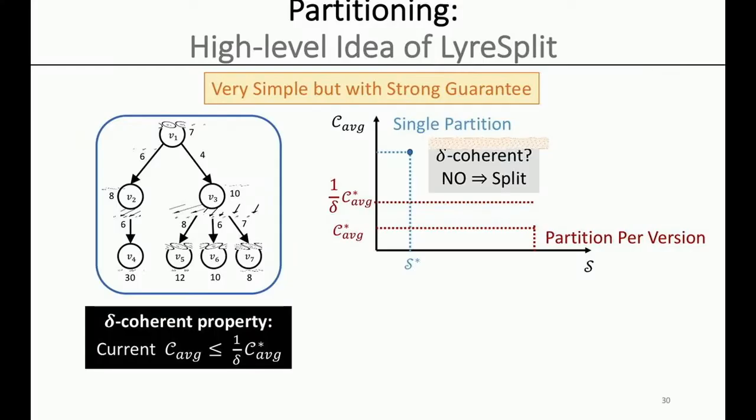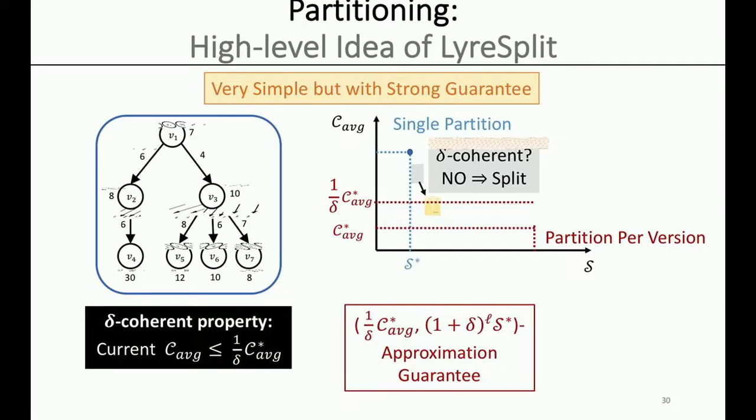And our algorithm runs as follows. We start from the single partition case, where it has the smallest possible storage cost. Then we first check whether it satisfies the delta coherent property. If it does, then we can stop, because the storage is the smallest, and the current checkout cost is not too far away from the smallest possible checkout cost. Otherwise, we will split this partition, and so on and so forth.